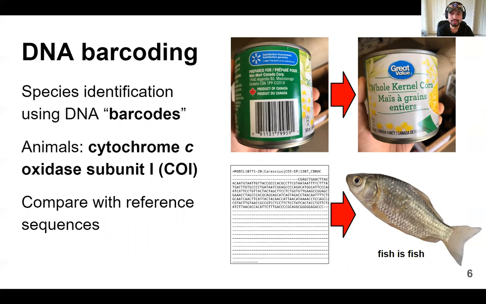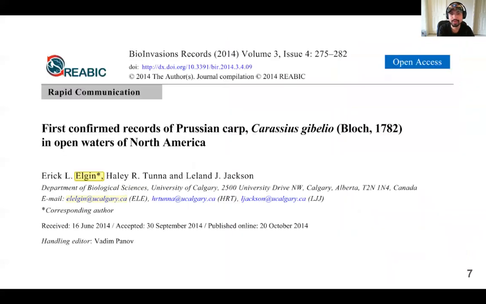Through DNA barcoding, we can take a query sequence from an unknown specimen and compare it with reference sequences of known species in order to determine the closest species match. Now, this was the method used in this 2014 study, which first confirmed Prussian carp in North America.